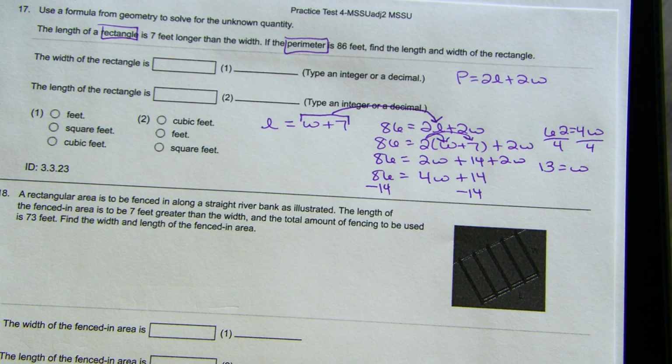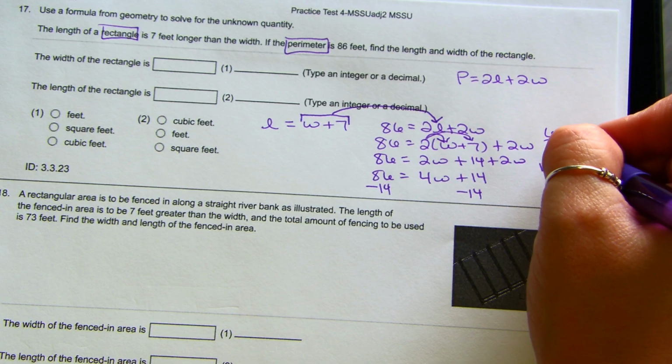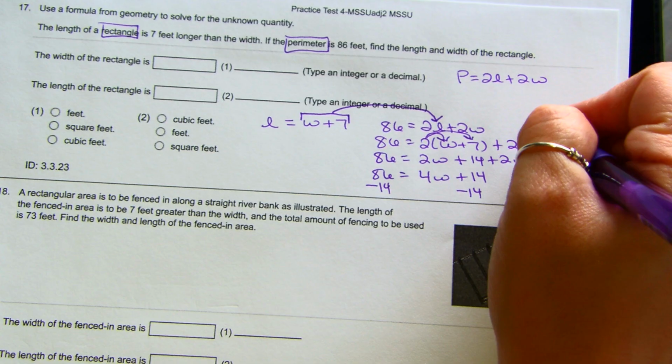So I'm going to go ahead and come over here. The width of the rectangle is 18. And it asks for feet, square feet, cubic feet. If you're doing perimeter, it's always going to be feet.